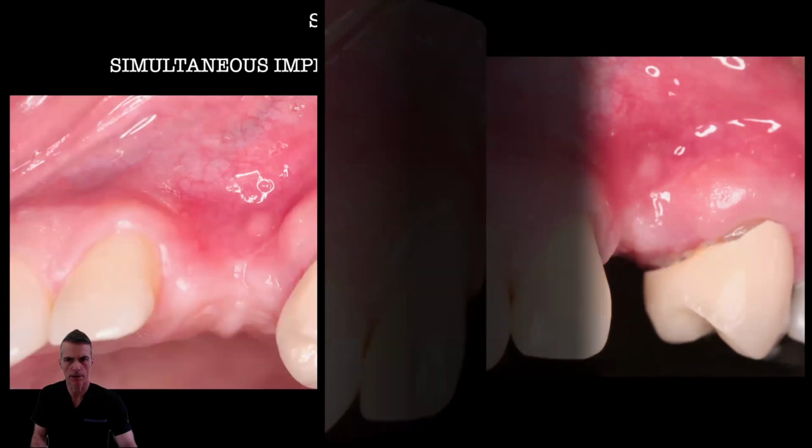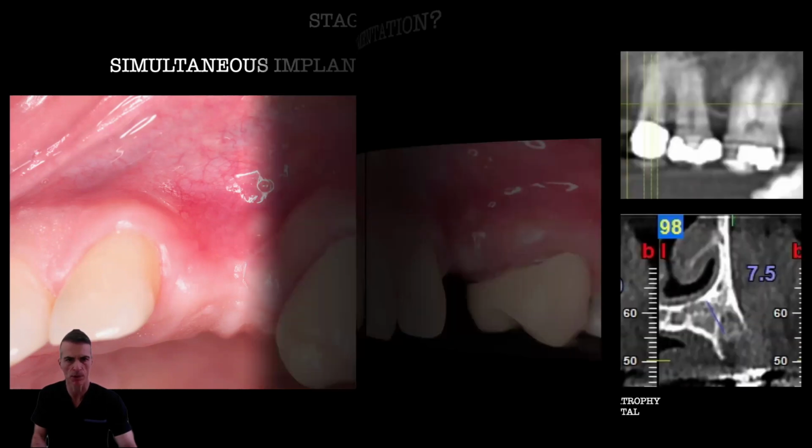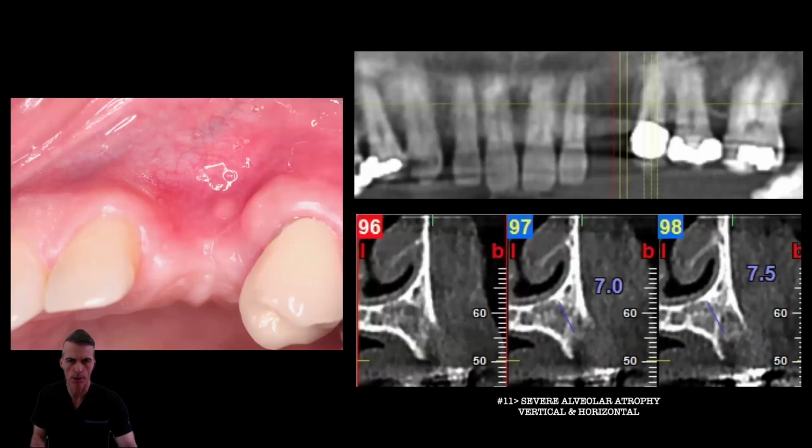These are the defects. So following the principles of periosteal guided regeneration, we can address this site and decide whether or not we want to do a staged or a simultaneous approach. In this case, we decided to do a simultaneous approach. Definitely always evaluate your CBCT data well.